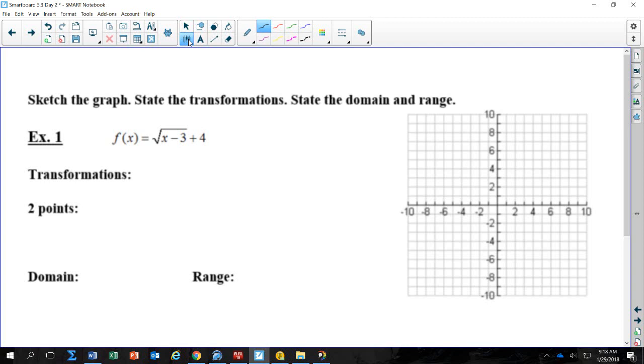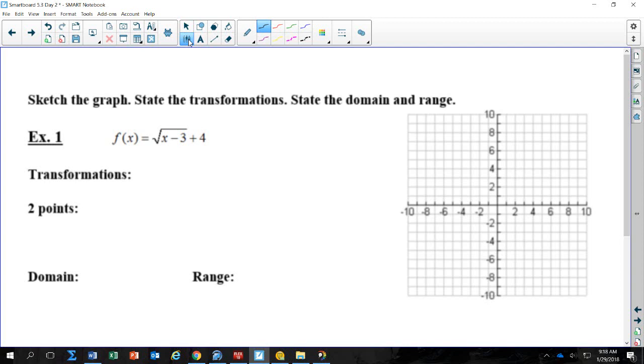The 2 points I'm referring to are not the 2 points of the parent function. I want to know the 2 or 3 points after the function has been transformed. So for all of these, you'll do an XY chart with the parent function, transform the points, and then list those 2 transformed points.